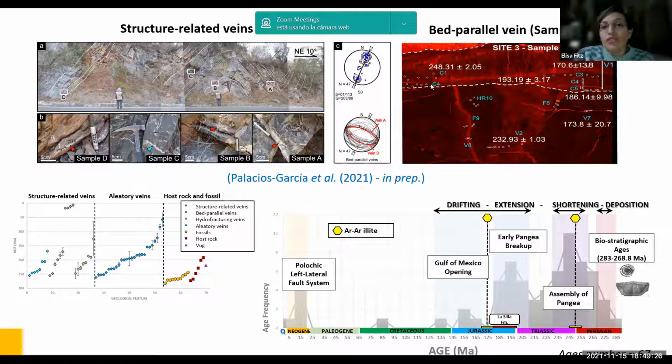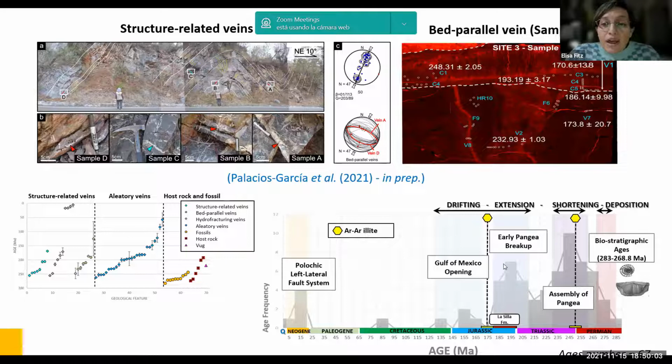So in an outcrop like this, we collected several samples, like this A, B, C, D, and characterized different sets of generations of veins on the basis of cross-cutting relationships and kinematics. Then we analyzed the cements in these veins and obtained ages. These ages, in summary, indicate that these rocks were deformed by pressure solution and solution transfer and produced cements that precipitated during the Permian-Triassic, during this orogeny related to the assembly of Pangaea.